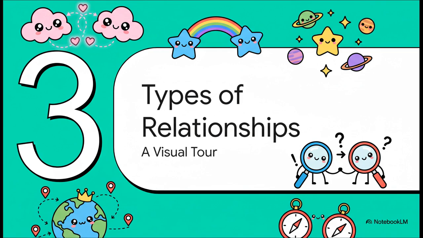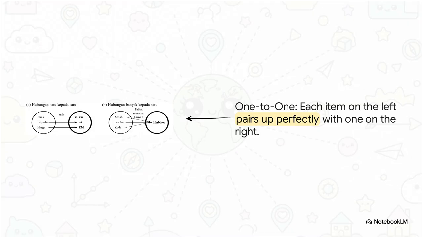First up, the one-to-one relationship. This one is super straightforward. As you can see here, everything on the left has one and only one perfect partner on the right. Distance goes with kilometers. Volume goes with milliliters. It's a perfect matchup, nice and tidy.